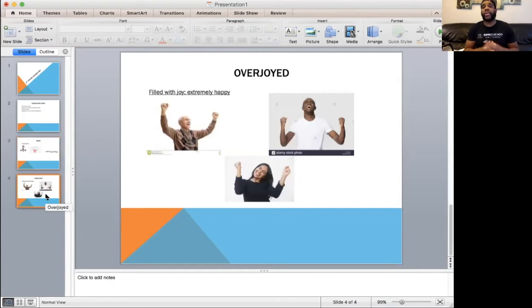The next vocabulary word we have is overjoyed. Everybody say overjoyed. Overjoyed means filled with joy or extremely happy. So when you're extremely happy, like you just can't even get it out of you, just super excited, then you are overjoyed. And that means you're filled with joy or extremely happy. Right here we have an elderly person who's extremely happy or overjoyed, a woman who is overjoyed, and a man who is overjoyed. And all of these people are filled with joy or extremely happy.